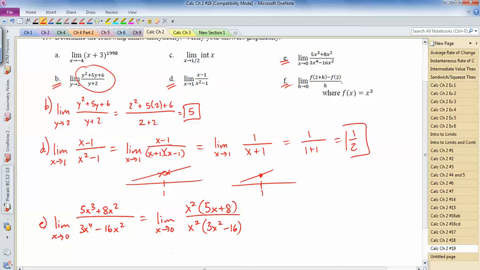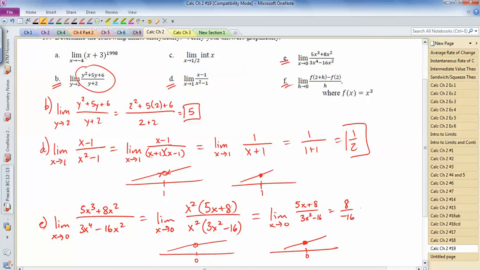Okay, well, this is a graph that has a hole at 0, right? Hole right there at 0. Well, if I cancel out those x squareds, then I get rid of the hole. So now this one will be filled in at 0. So that's going to be 5x plus 8 over 3x squared minus 16. Well, since that's filled in at 0, now I can just plug it in. So I get 8 over negative 16, which is negative 1/2. And then I'm done there.